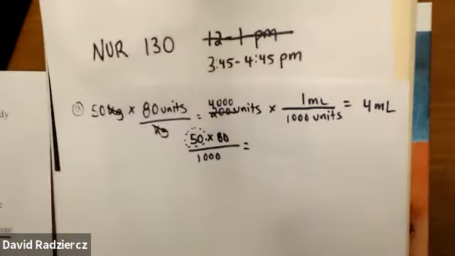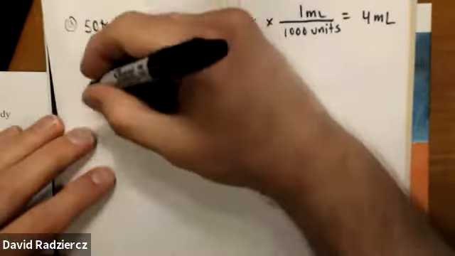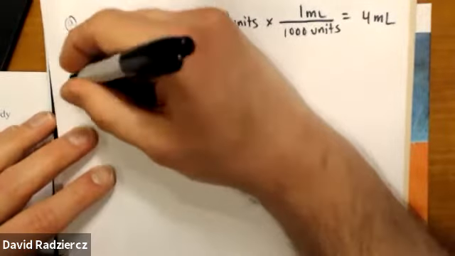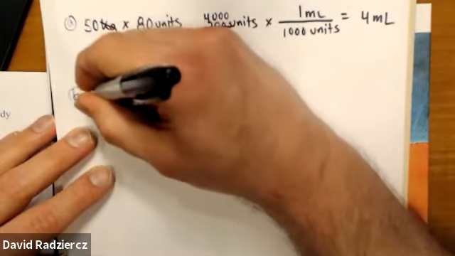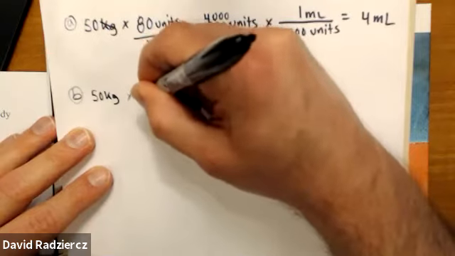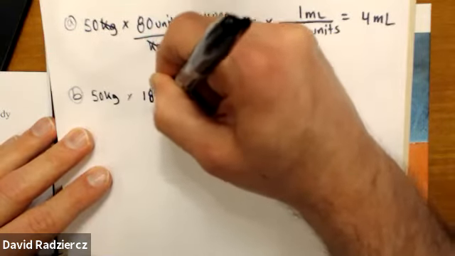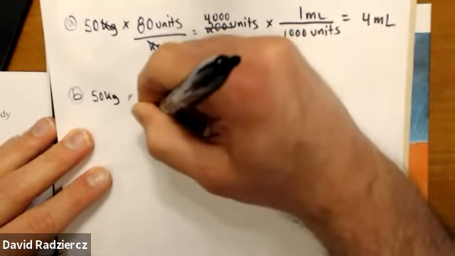So I'm going to take the patient's weight that we already calculated. This is for B. 50 kilograms times the 18 units per kilogram per hour.